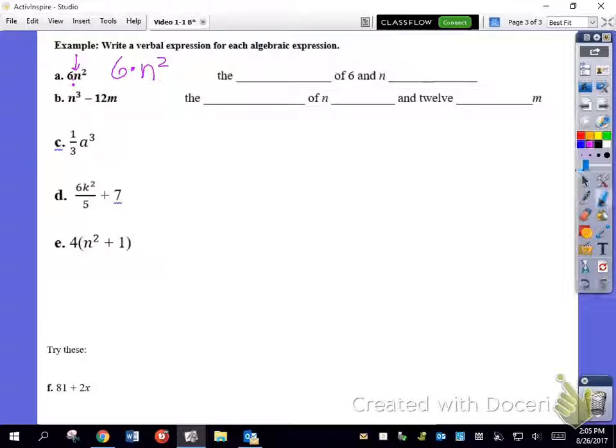All right, so I have 2 operations. I have a dot, which means to multiply. That's what I'm going to say first. Now, I'm going to use the word product.